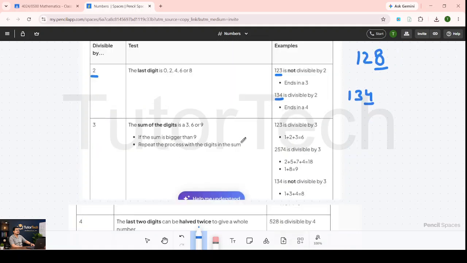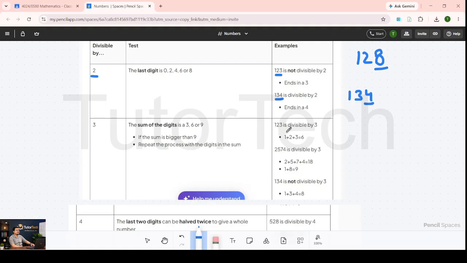Okay, next thing. Now we need to find out the numbers that are divisible by 3. What do we need to find? The sum of the digits must be equal to 3, 6, or 9. If the sum is bigger than 9, then repeat the process.